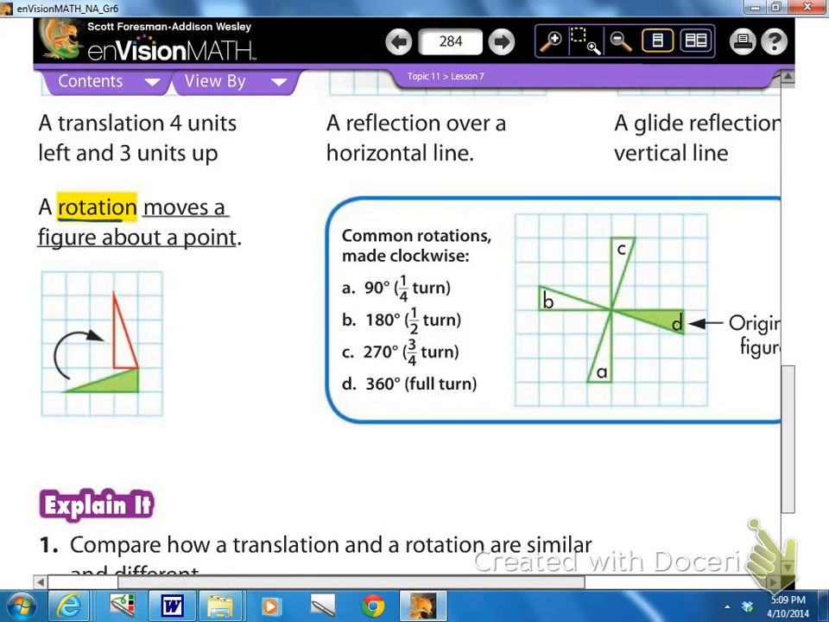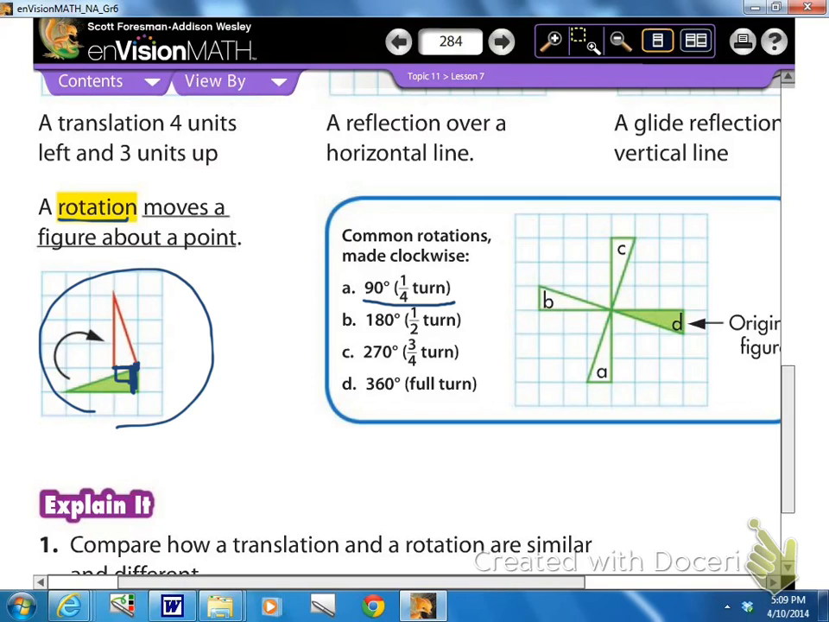Okay, and the last one is a rotation. So a rotation moves a figure about a point. So say we were going to use this point right here. This line was facing down, and after rotation it is facing this direction. So I could talk about the type of rotation. I can say it moved clockwise, like the hands on a clock. I can talk about degrees or use fractional terms here, but if I look at this angle, I could say this is a right angle. So this was a 90-degree turn, or if you look over here, a 1/4 turn clockwise.